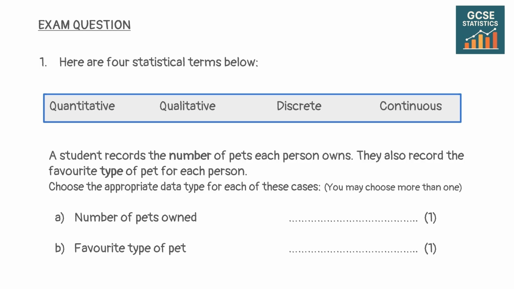So if you do, how many pets do you have? Chances are you are thinking of a whole number. So from this, we can be sure that this is an example of discrete data. For part B, your favorite type of pet is not a number unless you're Elon Musk. So based on this and looking at the words given, it must be an example of qualitative data.